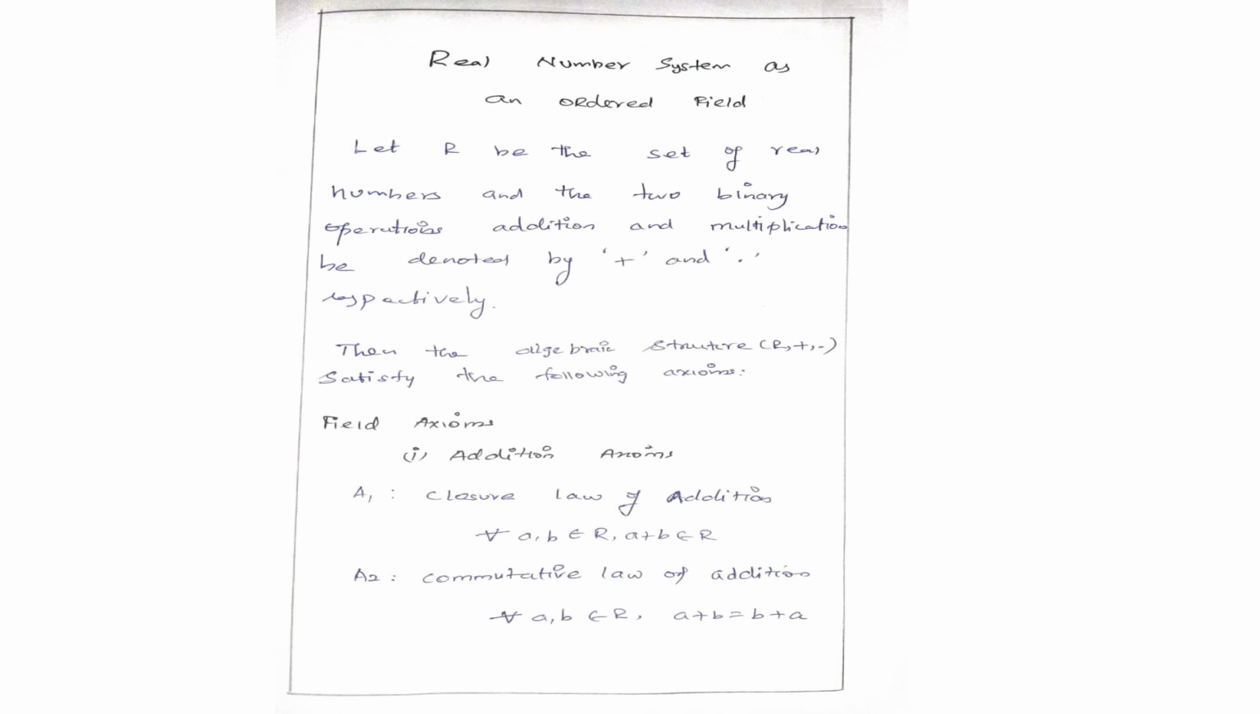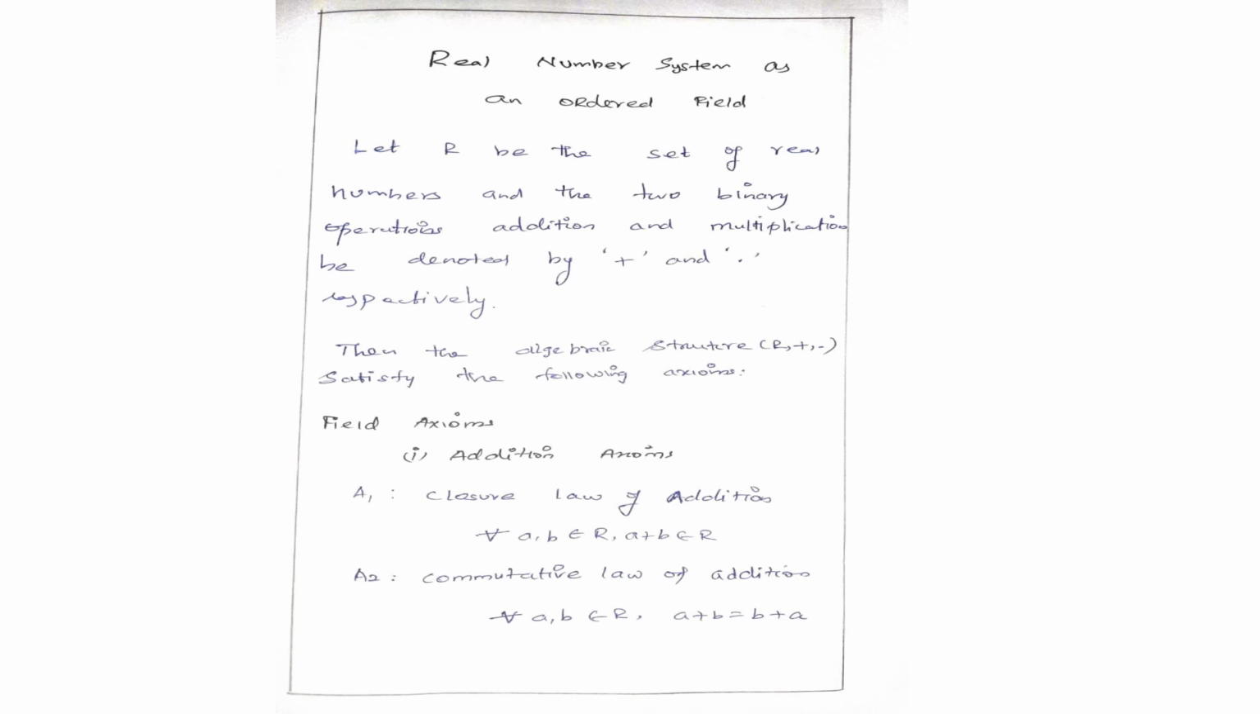For example, for a I can take 1, for b I can take 2. Now add the two values: 1 plus 2 is 3. So a and b are 1 and 2, and the result 3 is also in the real number system. So this is the closure law of addition.